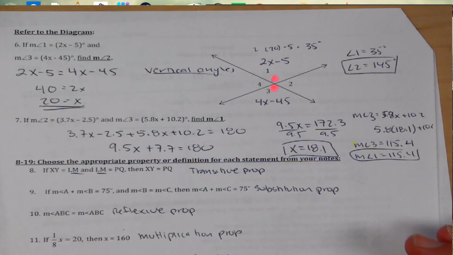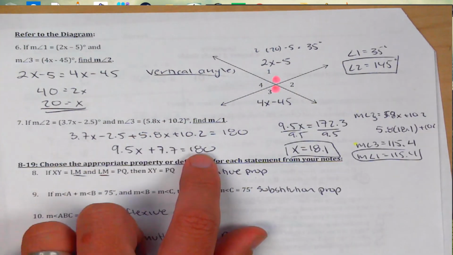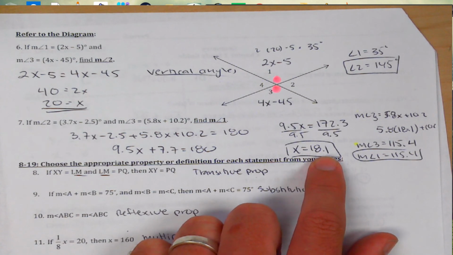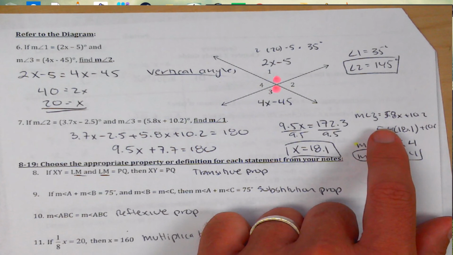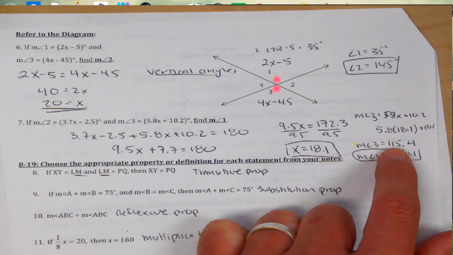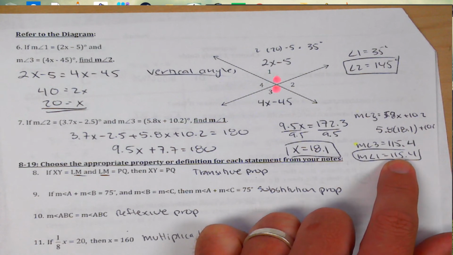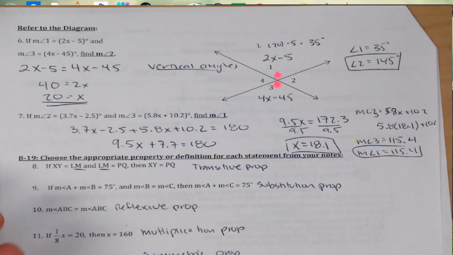And then the next one, we have angles 2 and 3. 2 and 3 are a linear pair, so we're going to add them up, set equal to 180. We get about 18.1. And then I plugged it back into angle 3, so we got 5.8x plus 10.2. I put in 18.1, and I got about 115.4, and so angle 3 is about 115.4. There's a little bit of rounding here, so you might slightly get a different number than me. You might get 115.2 or 115.9, or maybe even 116 or 114, depending upon how you round it. Okay?